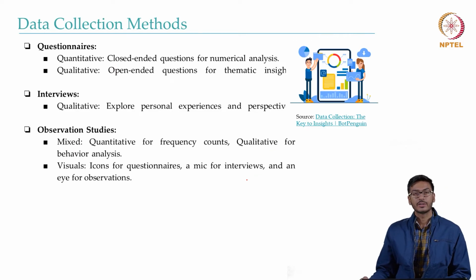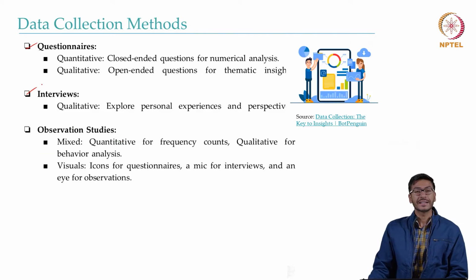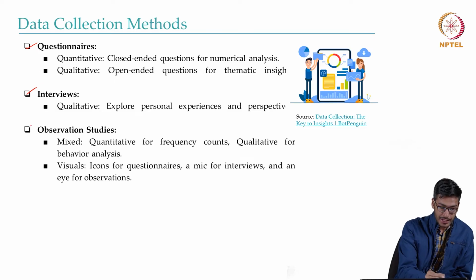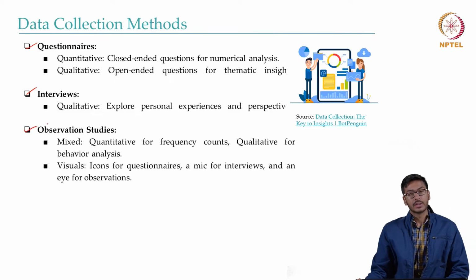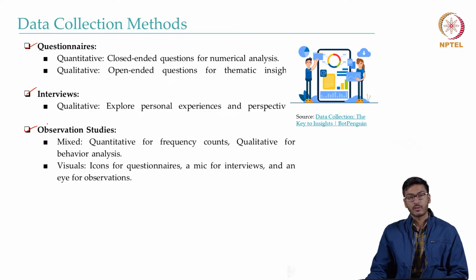Now, diving into data gathering and analysis. For starters, we will look at data collection methods. Data collection methods can be of three types: questionnaires, interviews, and observation studies. As for the questionnaires, they may be of two types: quantitative and qualitative. Quantitative ones contain closed-ended questions for numerical or statistical analysis. Qualitative questionnaires contain open-ended questions for thematic insight.